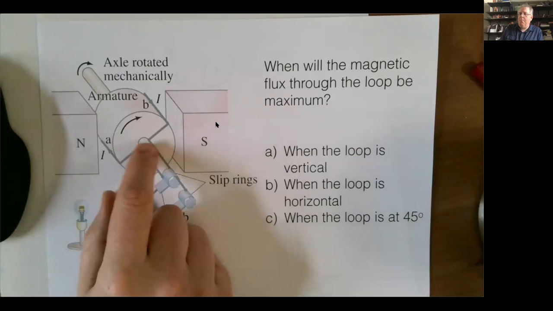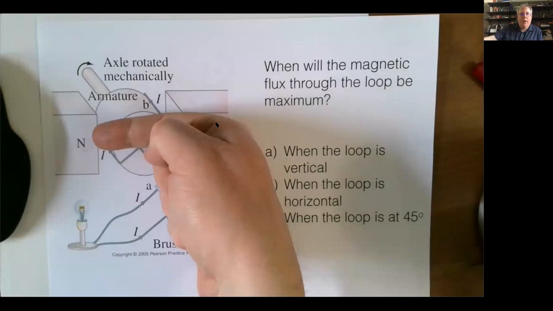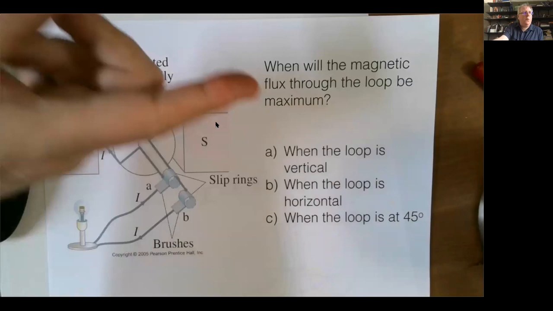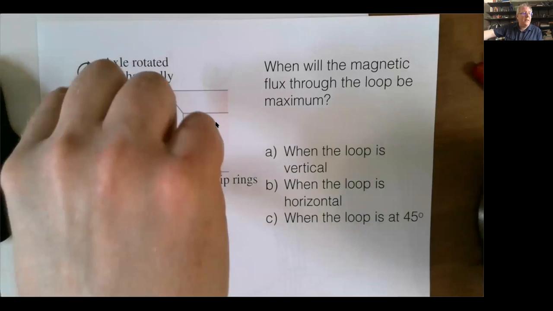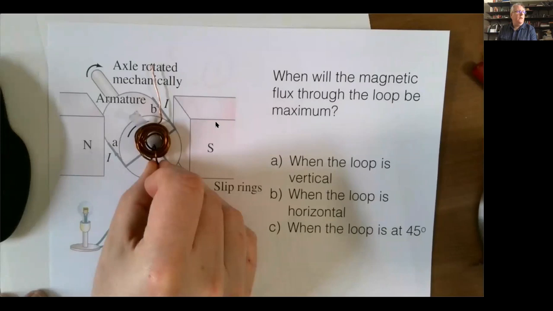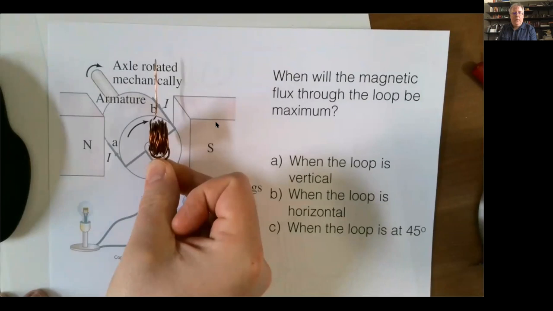So I want maximum flux through my loop, and my field lines are going this way, right? My magnetic field is going from north to south, and magnetic flux means I want the most number of field lines punching through it. So that means I want my loop to be vertical like this, not horizontal. That's where I get the most flux, okay?